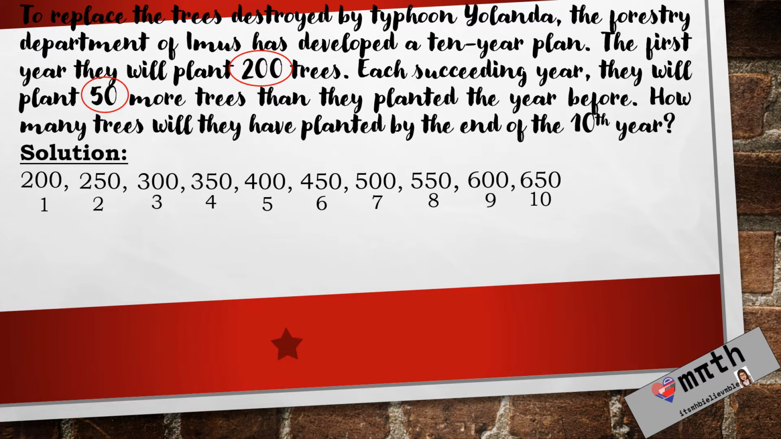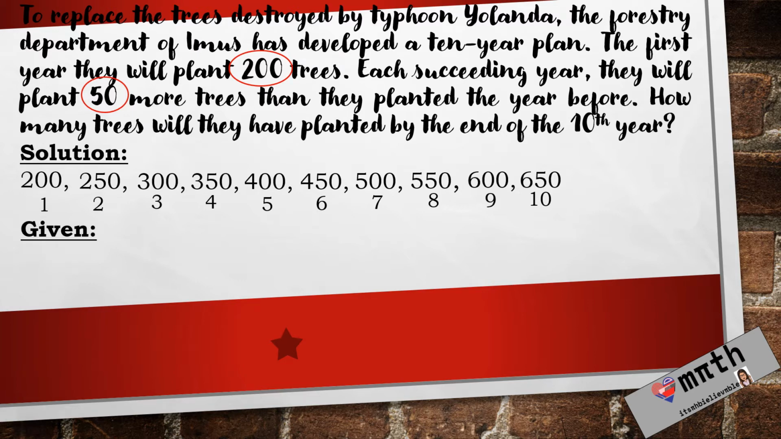Now let us inspect the given sequence. As you notice, we just add a constant number of 50 each time. Since we add 50 as a constant number, which is our common difference, we can say that this is an arithmetic sequence. Now, specifically, this is a problem focusing on an arithmetic series.